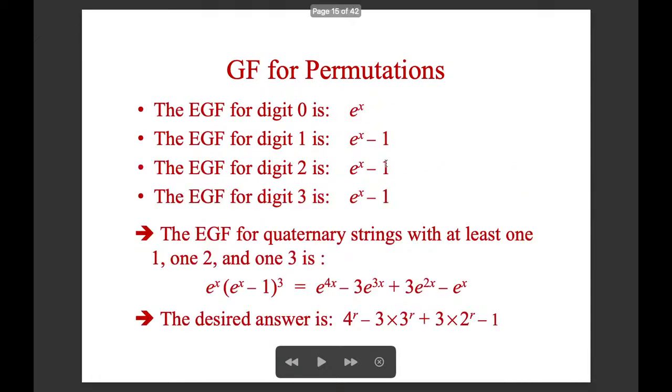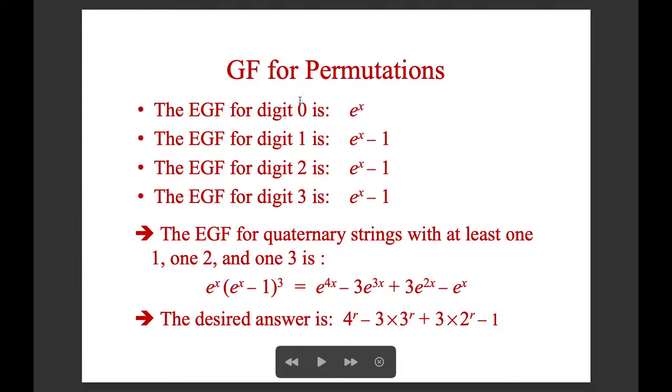It is rather simple. For 0, because there is no restriction, it is the same as what we have just discussed: e to the power x. Now the EGF for digit 1 is e to the power x minus 1, because we need at least one 1. So there are 0 ways to choose zero 1s, but there is always 1 way to choose one 1, 1 way to choose two 1s, 1 way to choose three 1s, and so on and so forth, when we just focus on the ones. Okay? And similarly, the EGFs for digit 2 and digit 3 are both e to the power x minus 1. So in that sense, we can obtain the EGF of the whole system.